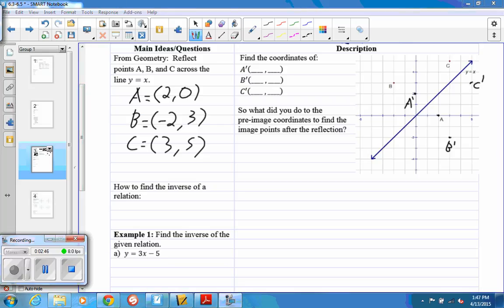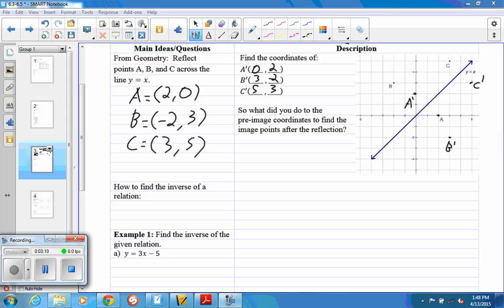Lucky, what do I do in order to flip things over the line y equals x? You switch your x and y. I switch my x and y coordinates. So I flip A over the line y equals x. It's not 2, 0 anymore. It's 0, 2. I switch B over. It's not -2, 3. It's 3, -2. And I switch C over, and it's now 5, 3.